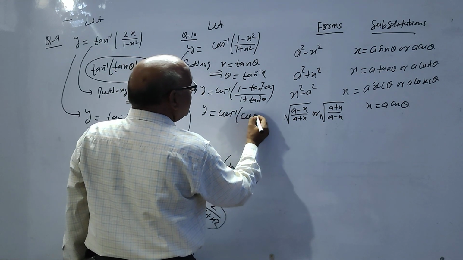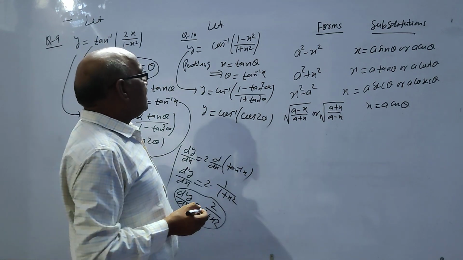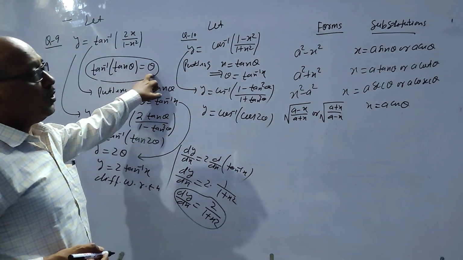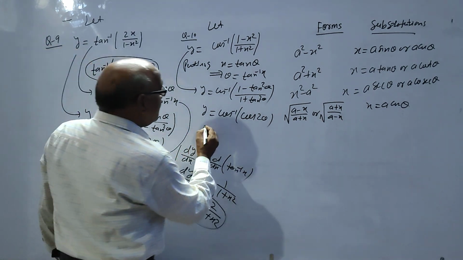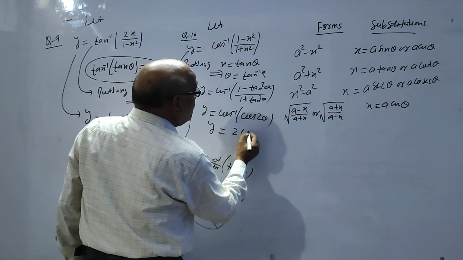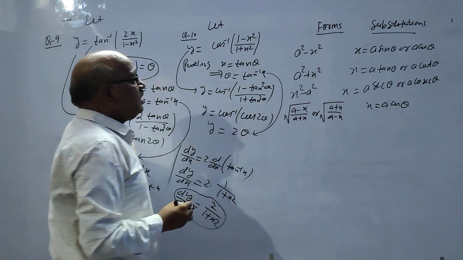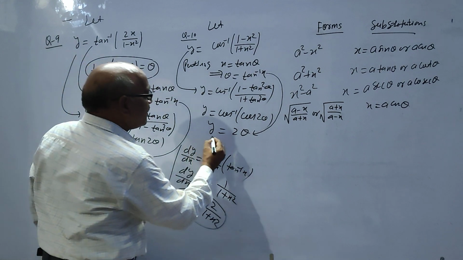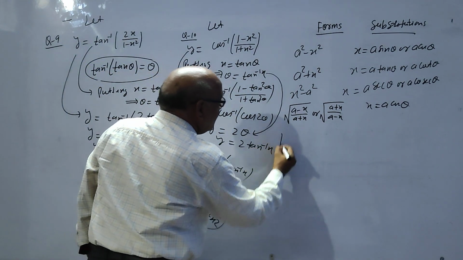Cos inverse of cos 2 theta, and you know cos inverse cos theta is equal to theta. So this implies that y is equal to 2 theta. Now put the value of theta from here. Theta is equal to tan inverse x. So y is equal to 2 times of tan inverse x.